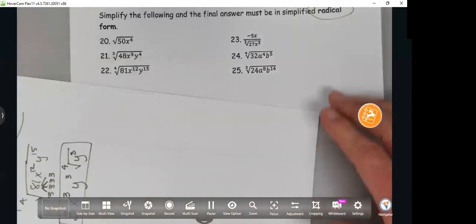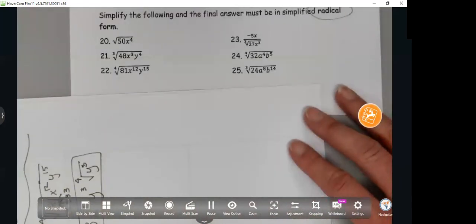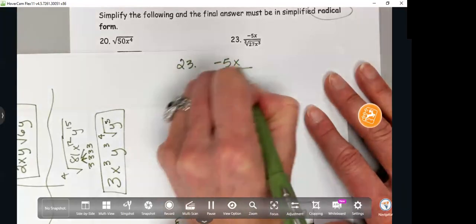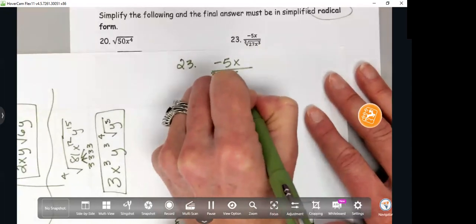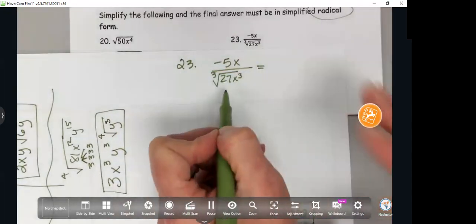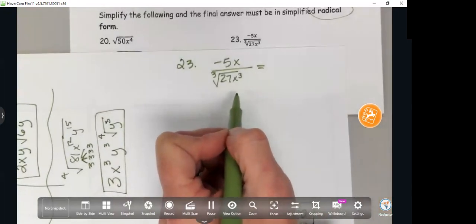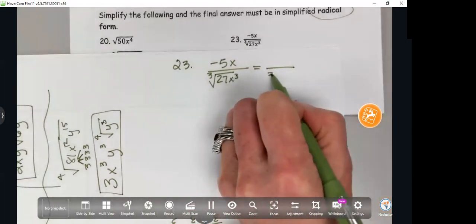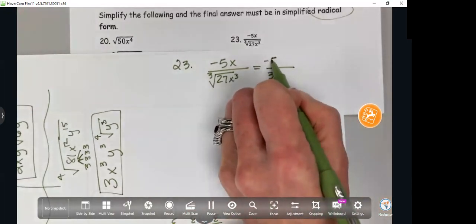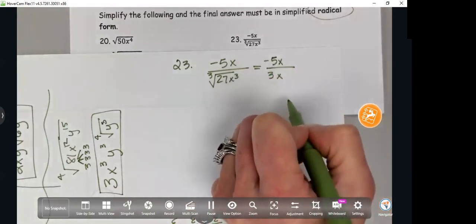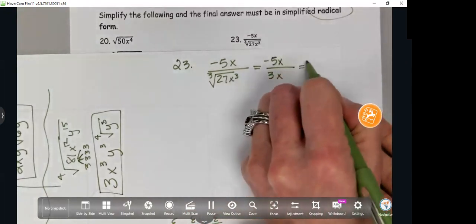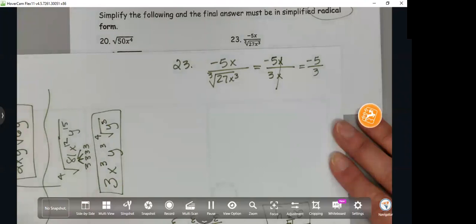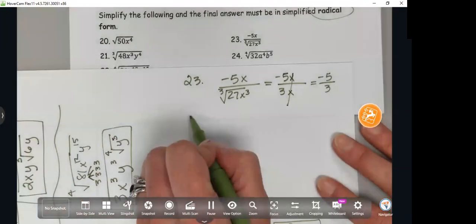Moving on, number 23, right? Number 23, negative 5x over the cube root of 27x cubed. Now, I know I can't have a radical in the denominator, but luckily, this is a perfect cube and this is a perfect cube. So when I just simplify that, I'm going to get 3x and I don't have to worry about it. Then I get negative 5x over 3x, and the x's will then cancel out, leaving negative 5 over 3. All right. Number 24.